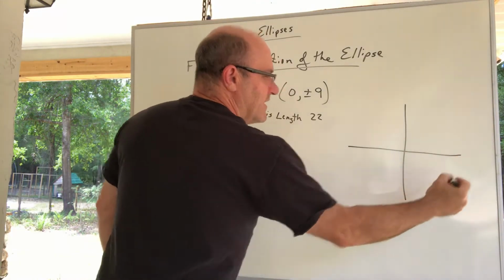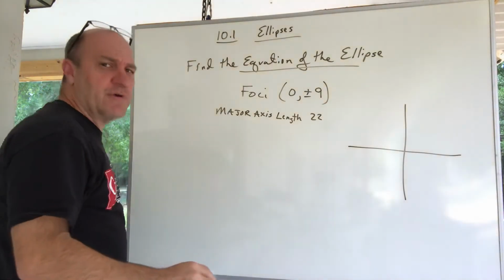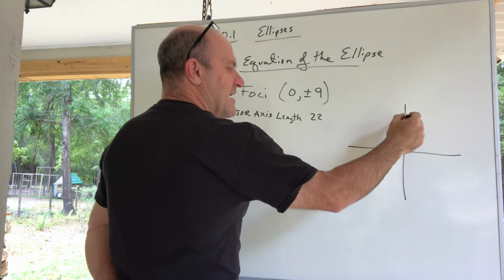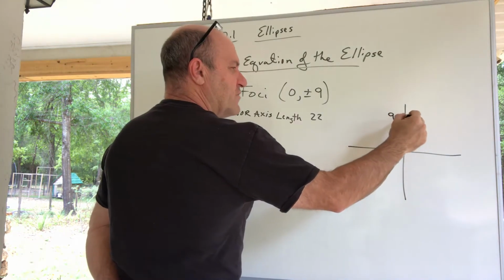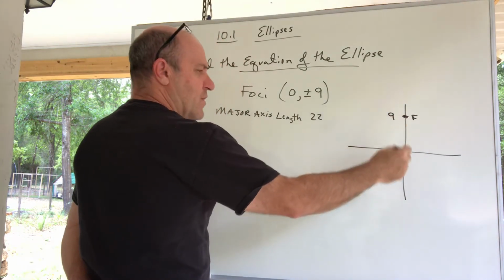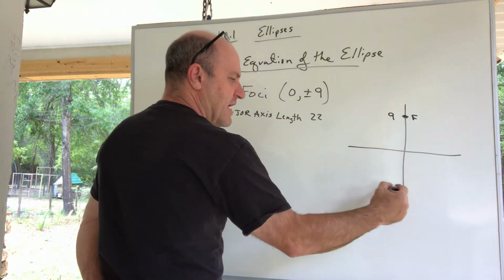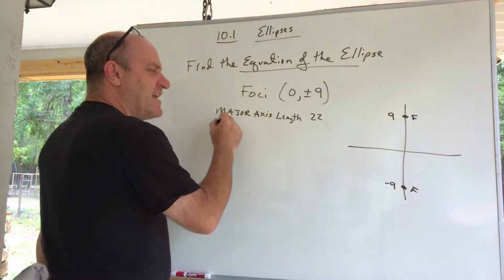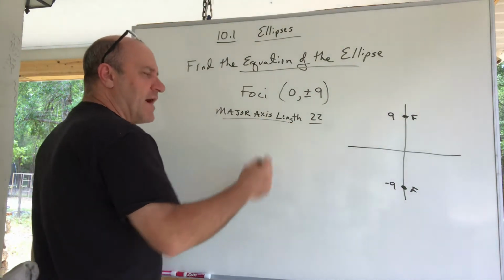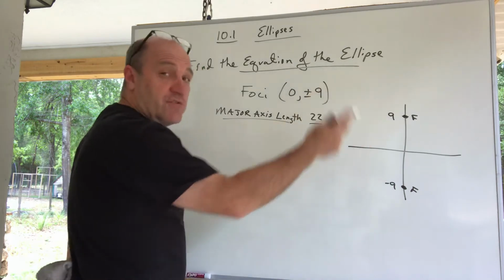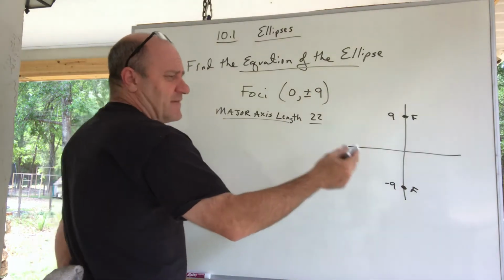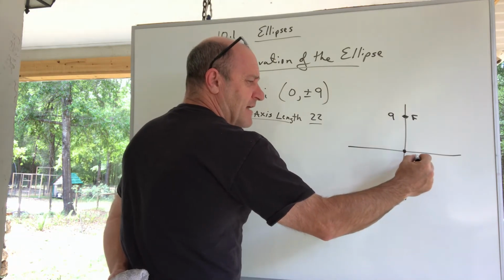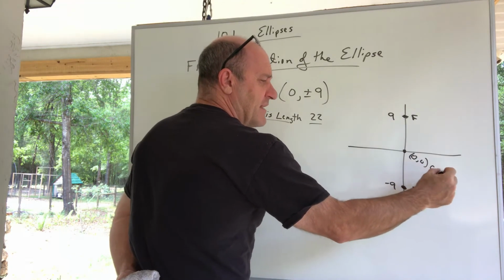Let's see. A picture might help me think this through. The foci are at 0, 9, that's one of the foci, and 0, negative 9 is the other focus. And then the major axis is length 22. Now I know that the major axis runs through the foci, and by the way, I guess the center is 0, 0, that's nice. 0, 0 is the center of my ellipse.